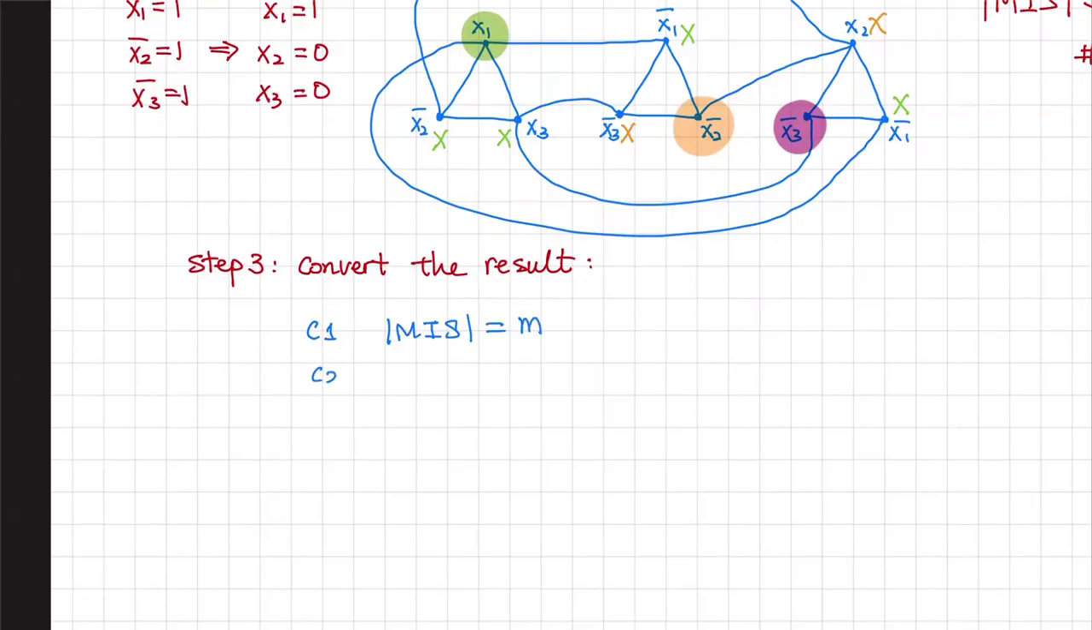Or the size of maximum independent set is less than M. If the size of the independent set is equal to M, that means you must select one vertex from each triangle. We have M triangles. You need to select one from each triangle. Then F is satisfiable.